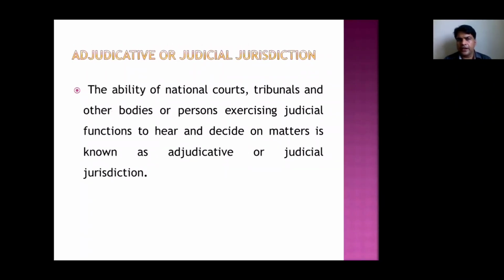Now, the third kind of jurisdiction is the adjudicative or judicial jurisdiction. This kind of jurisdiction means the authority of the courts or the tribunals and the other bodies or persons who are exercising judicial functions to hear and decide the matters which are brought before them for the purpose of administration of justice. So when the courts or the tribunals hear and decide a case, this kind of authority is known as adjudicative or judicial jurisdiction.